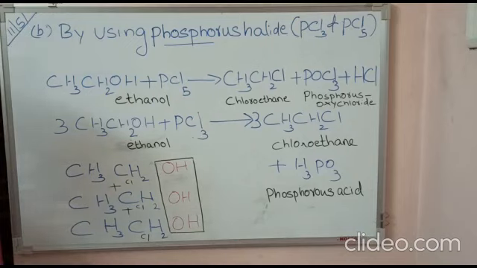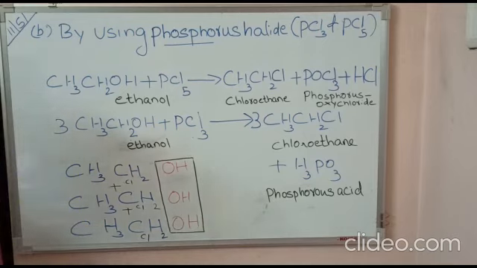Next is the reaction between PCl3 and alcohol. In the reaction between PCl3 and alcohol, you have to take 3 molecules of ethanol. Then only that reaction will take place. On adding PCl3 to alcohol, here the alcohol is ethanol, the 3 OH groups will be replaced by the chlorine atoms of PCl3 and form 3 molecules of CH3CH2Cl.